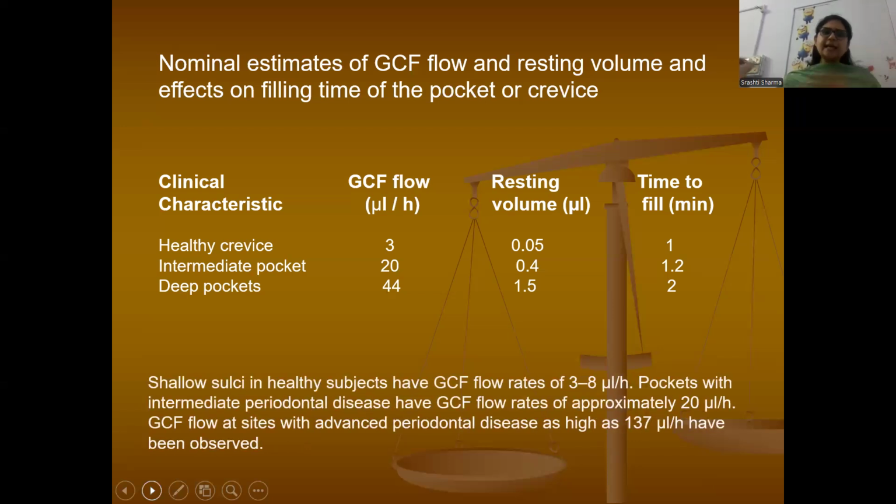Shallow sulci in healthy subjects have GCF flow rates of 3 to 8 microliter per hour. Pockets with intermediate periodontal disease have GCF flow rates of approximately 20 microliter per hour. GCF flow rates at sites with advanced periodontal disease as high as 137 microliter per hour have been observed.